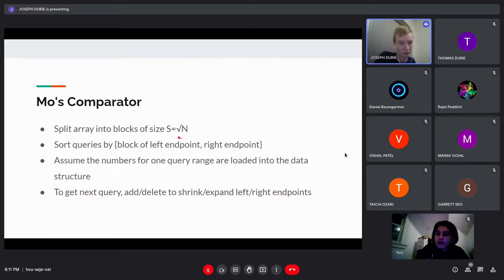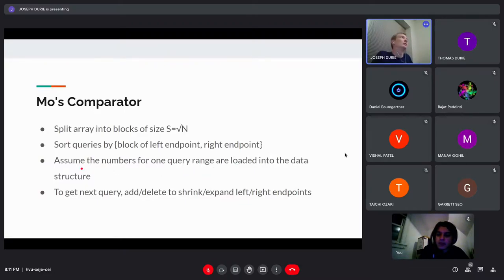Okay. So here's how we're going to do that. First, you want to split your array into blocks of size S, where S is some number that's about square root n. And then we're going to sort the queries first by the block their left endpoint lies in, and then by their right endpoint. We're going to do an example of this on the next slide.